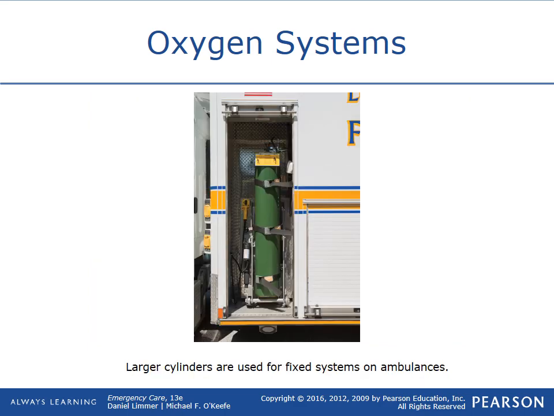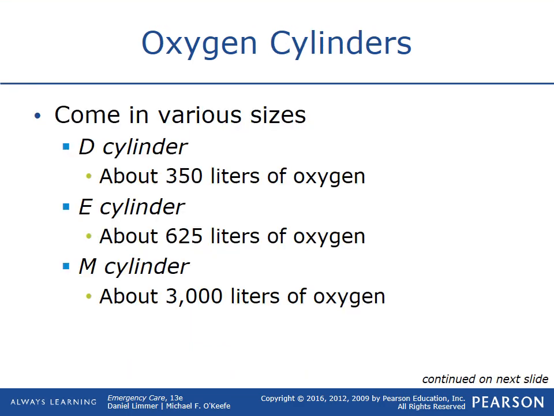These are larger cylinders that are used in the fixed systems in the ambulances, so they need to be replaced periodically. They come in various sizes. A D cylinder has about 350 liters of oxygen. An E cylinder has about 625, and an M cylinder has about 3,000 liters of oxygen. So, the M cylinder is going to last longer. This is probably the one you'll find in the actual ambulances themselves.